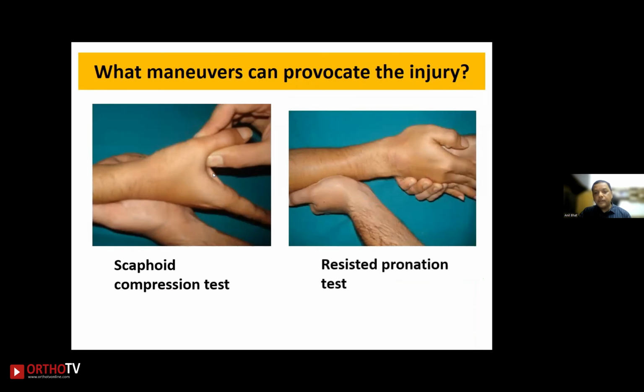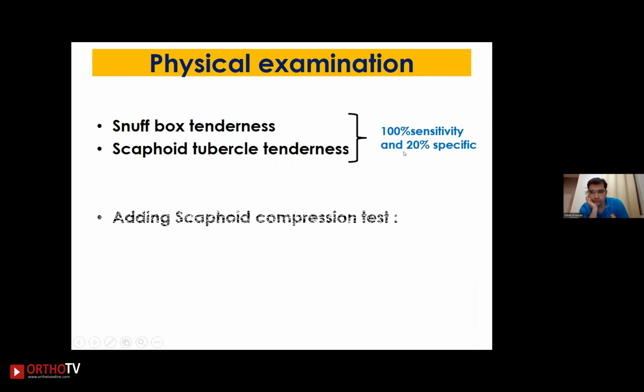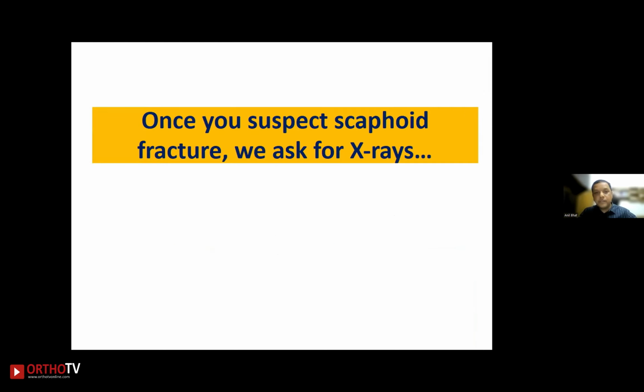And a resisted pronation test will also give a kind of rotational force to the scaphoid, and if there is a scaphoid fracture, the patient might have pain. So snuff box tenderness and tubercle tenderness are almost 100% sensitive. But if you add these compression tests, your specificity increases from about 20% to almost 75%. So by doing the provocative tests, you can increase the yield of your clinical examination and not miss these injuries.